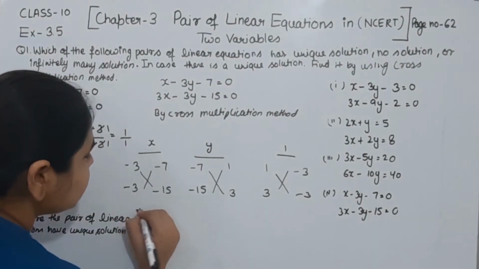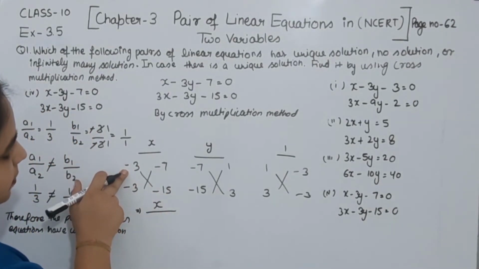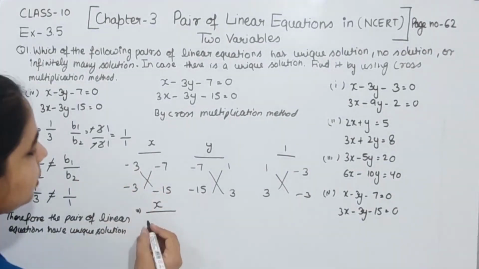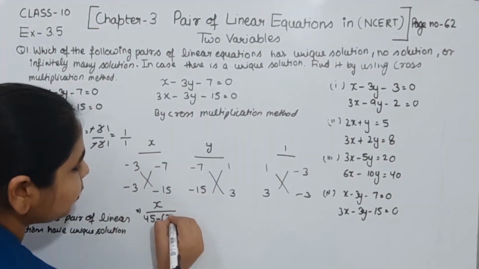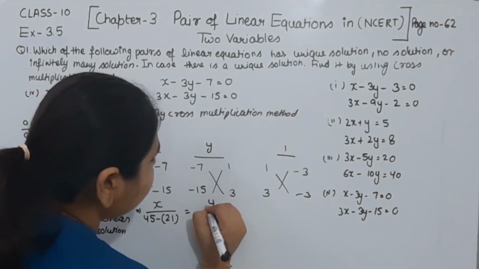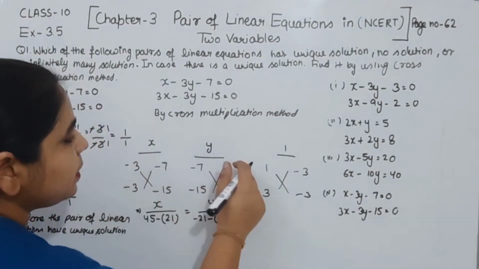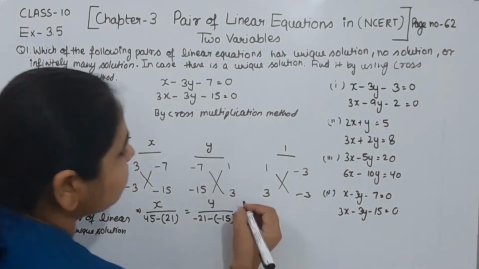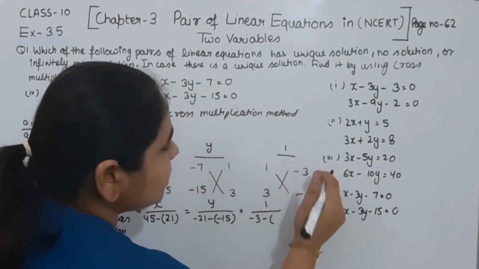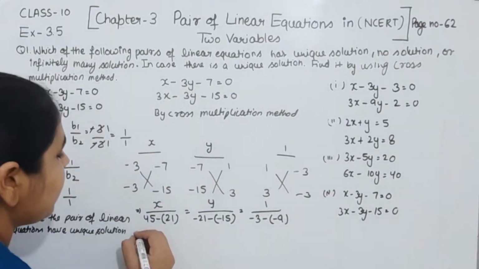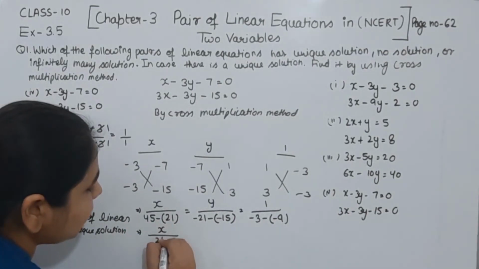So here we have x upon 15 multiplied by 3. Minus and minus is plus, and 15 3s are 45. Minus and minus is plus, 7 3s are 21. Now I'm going to write here y. 7 3s are 21, minus 21, minus 15 1s are 15. Now I'm going to write the constant term here. 3 1s are 3, minus 3, minus 3 3s are 9, that is minus 9. Now I'm going to solve it further. Plus 45 minus 21 is equal to 24.